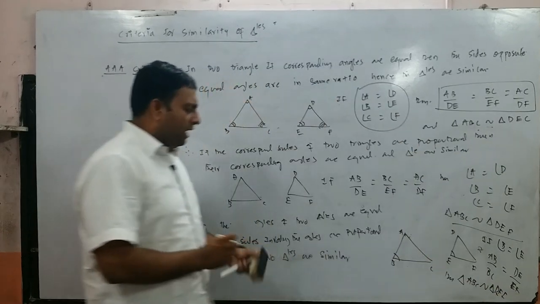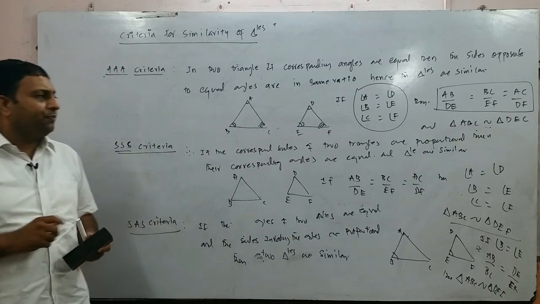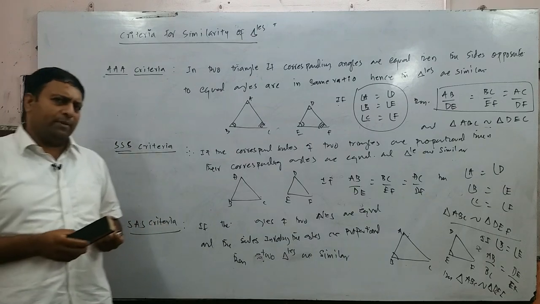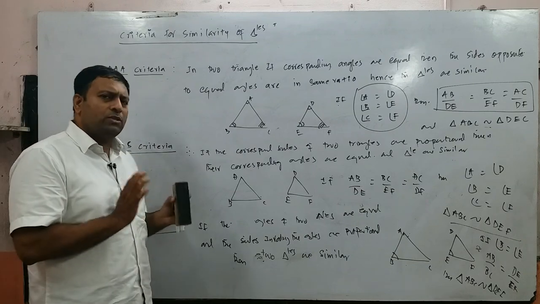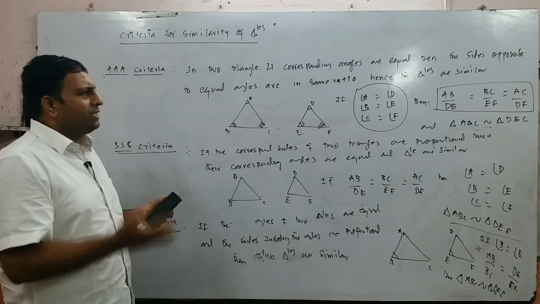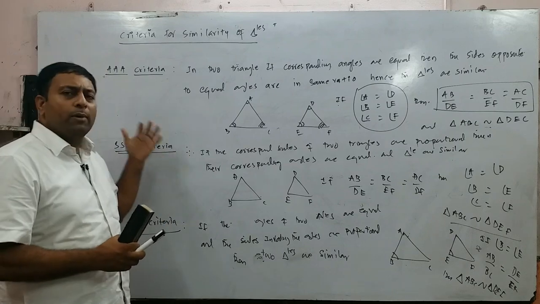So these are the three very important criteria for any two triangles to be similar. I am sure you have understood this. Just go through, write it again and again. Once you are through with the concept, in the next video we will try to have problems based on these criteria, right?